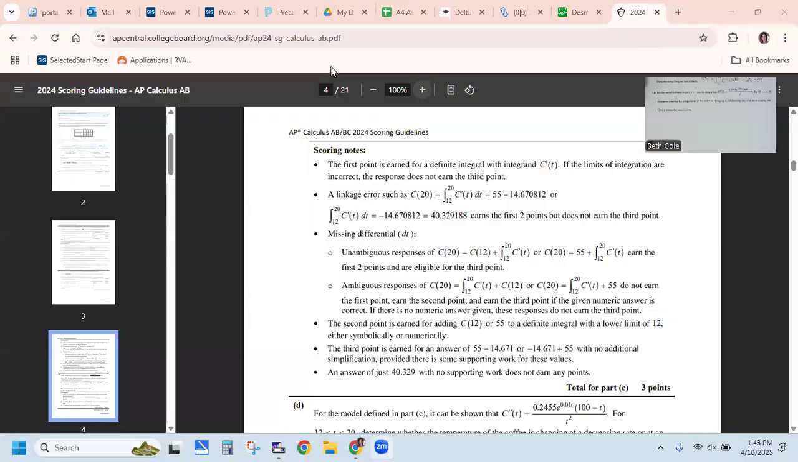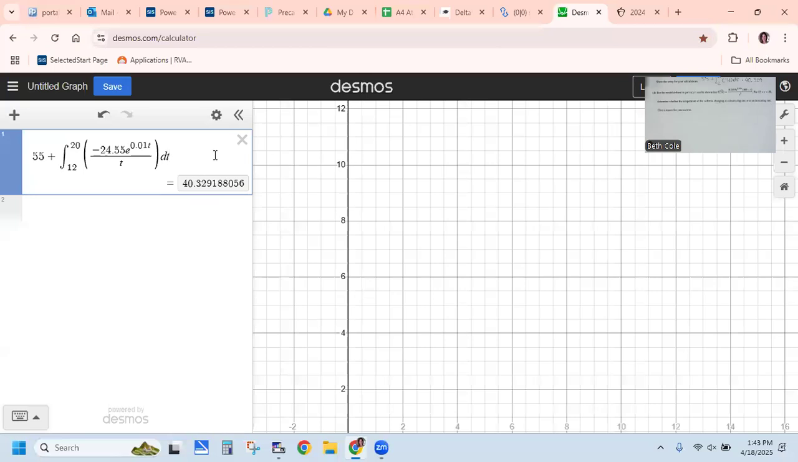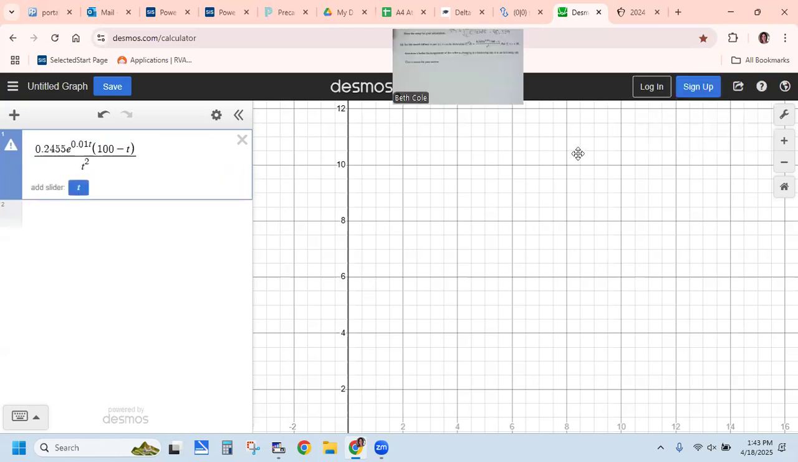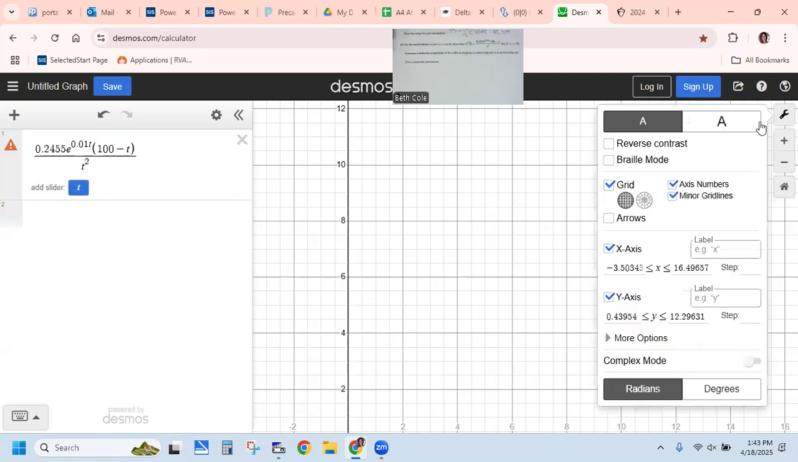I'm going to go and type this in. Let me get rid of this. All right, make sure I type this one right. E to the power 1 t, minus t, divided by t squared. Does that look all right? It didn't show up, right? I'm going to come over here to my gear. Make sure you're in radians. It didn't affect this problem because we're not doing trig.